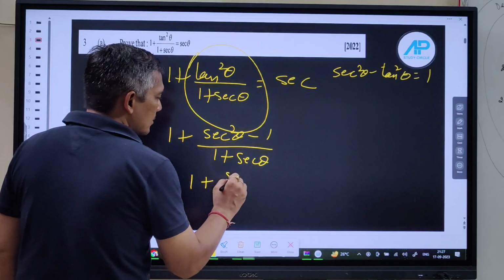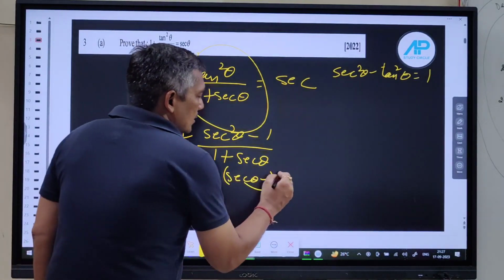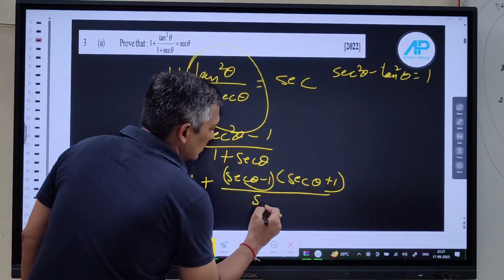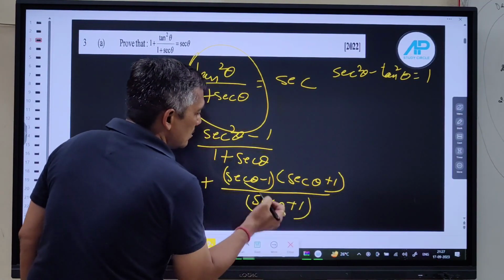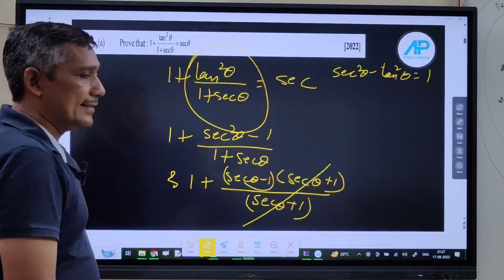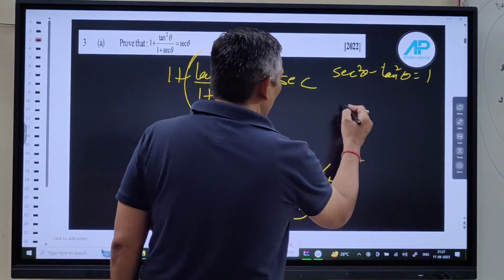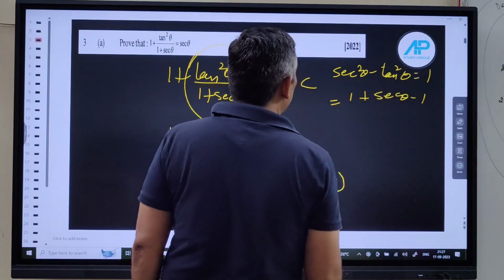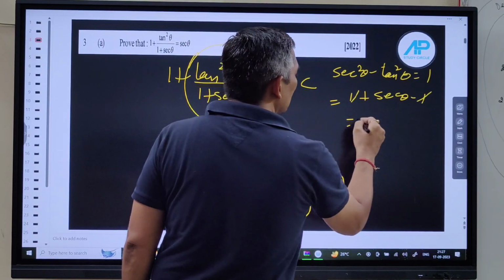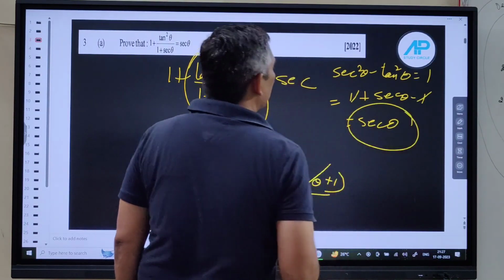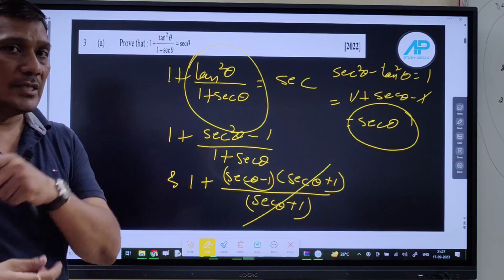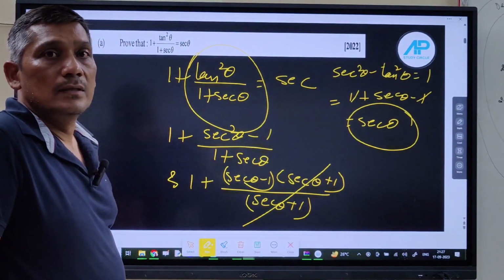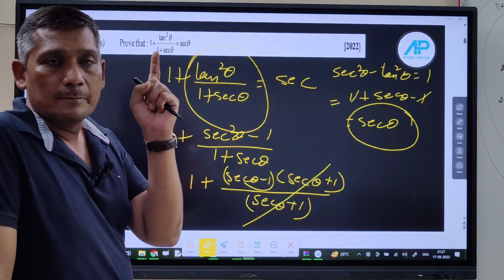It is 1 plus sec theta minus 1 into sec theta plus 1 upon sec theta plus 1. This will be giving us 1 plus sec theta minus 1. I can cancel 1 and I got the answer sec theta out of it. So again you see the question has got 3 steps because board gives you step marking.